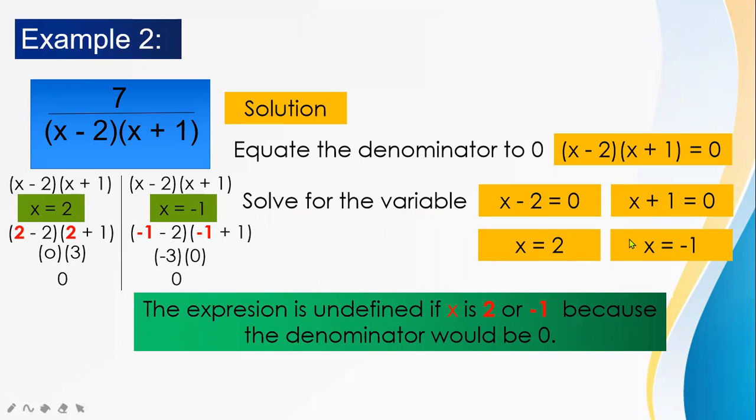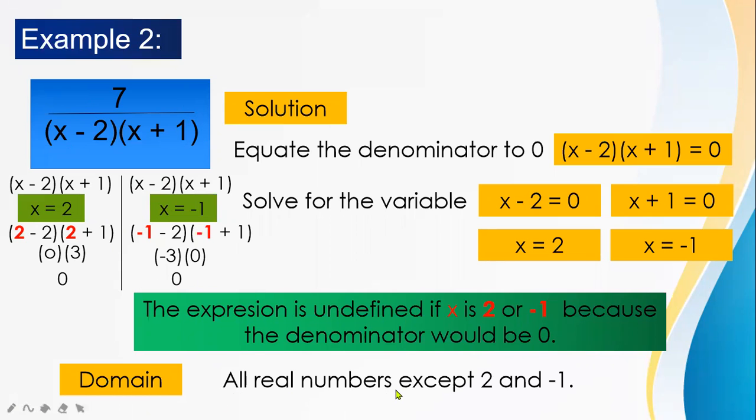So, yung positive 2 at saka negative 1, pag ginamit mo, ang ibig sabihin nun, magiging undefined yung expression mo kasi yung denominator mo magiging 0. So, therefore, domain: all real numbers except sa dalawang number, yung positive 2 at saka yung negative 1. Pag ginamit mo itong dalawang number na to, magiging undefined yung expression mo. Why? Because the denominator will become 0.